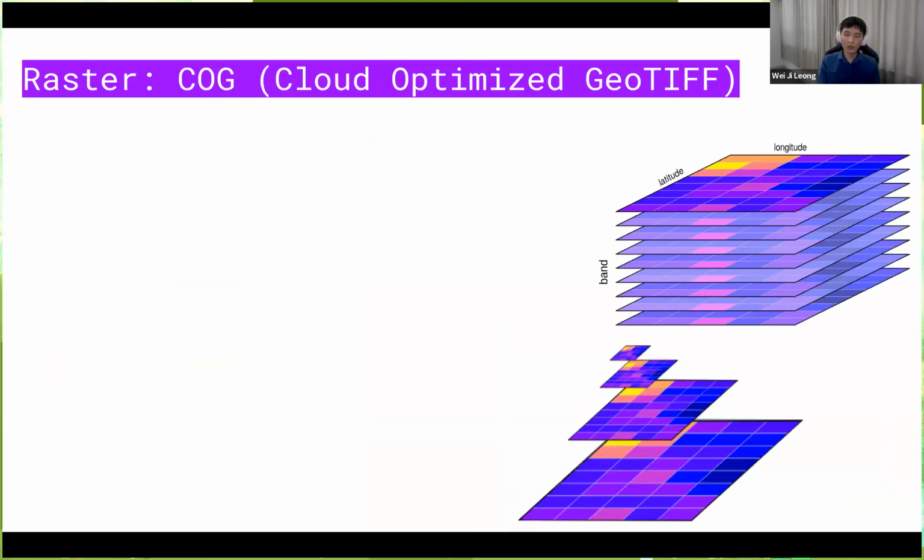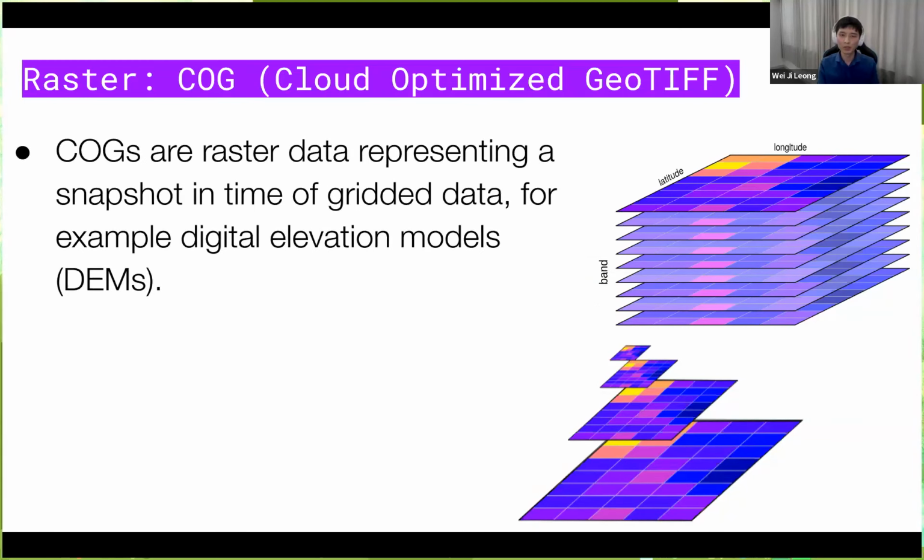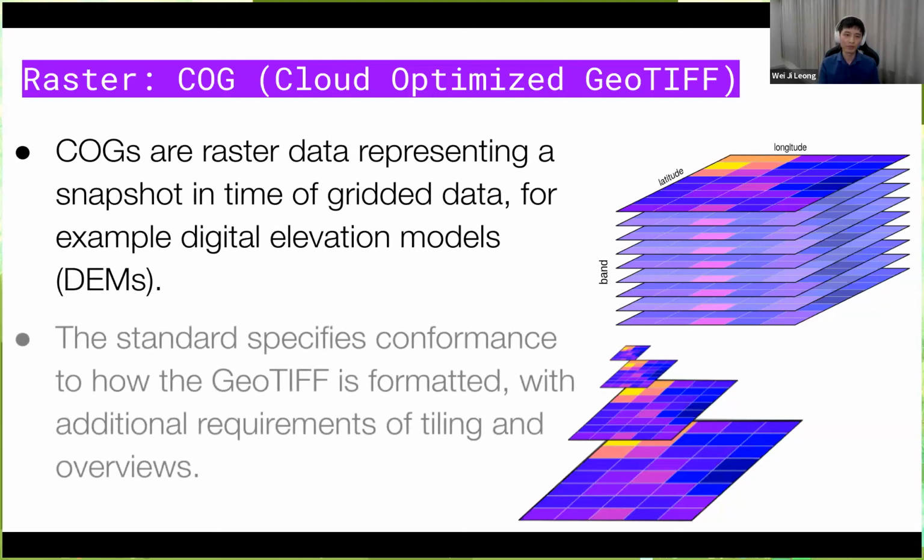Cool. Now I'll walk you through some of these file formats I mentioned. So I mentioned COGs before. COGs are a good representation for multi-band raster data. So if you have X and Y coordinates and multiple bands, for example RGB bands, red, green, and blue bands for optical imagery, COGs are ideal as a storage format for this.